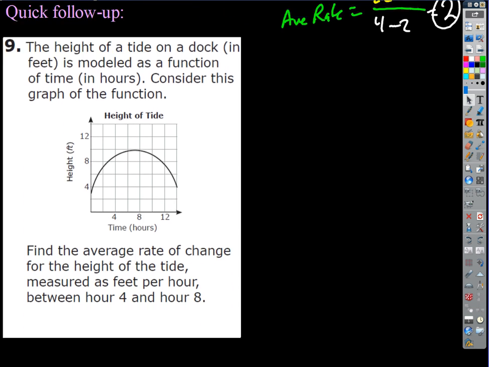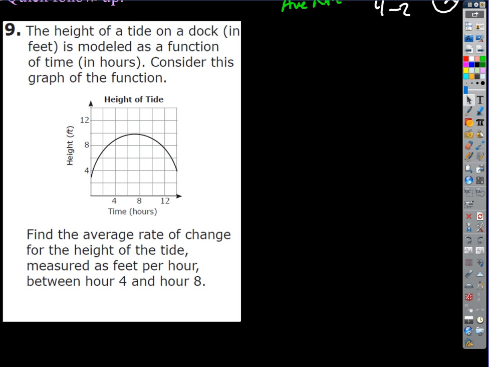What about this one? The height of a tide on a dock in feet is modeled as a function of time. They want to know what's the average rate of change between hour 4 and hour 8. Well, we did this stuff, right? That's just going to be hour 4. That represents the height of the tide at hour 4. That represents the height of the tide at hour 8. So all I got to do is make a slope triangle, right? What's my rise and what's my run?